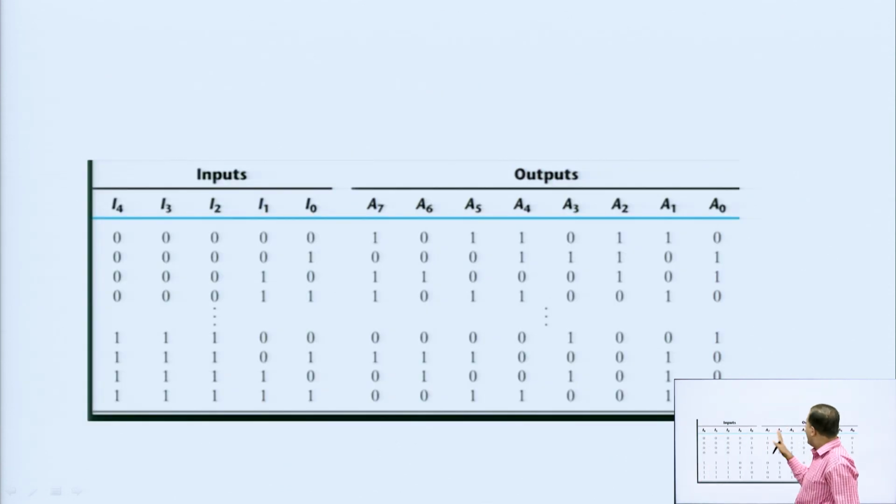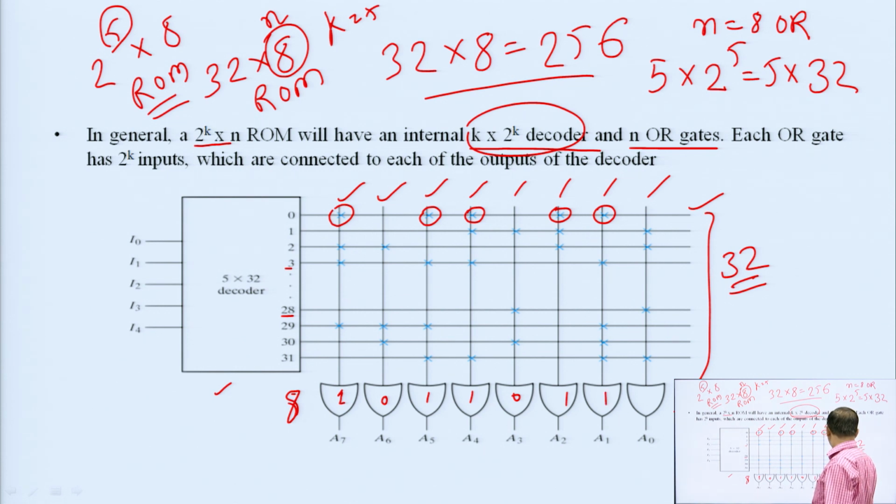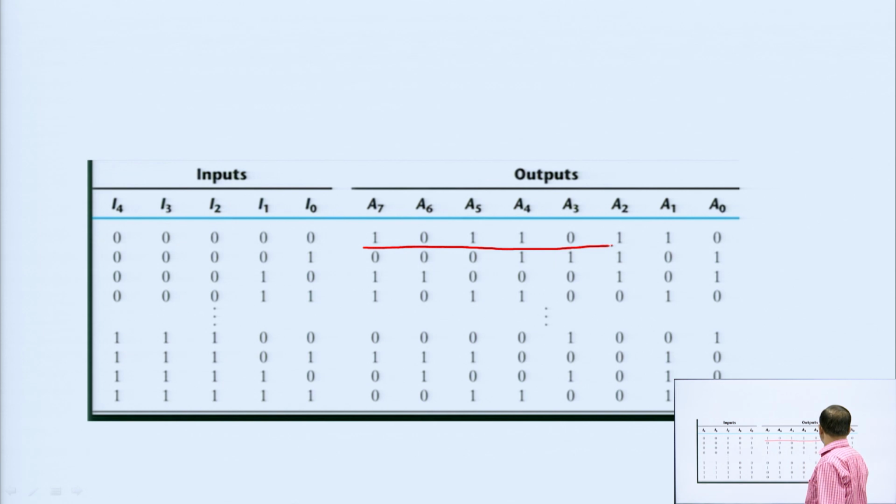So, this is actually a tentative truth table of the inputs. What I have done, you can check these cross connections, these are the symbols showing that the OR gates are connected to these output lines. See, I can check for the first one only: A7 is 1, A6 0, A5 1, A4 1, then 0 1 1 0, so 1 0 1 1 0 1 1 0. So, this is for 0.